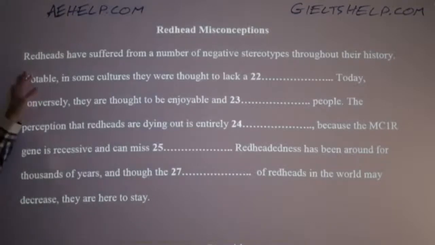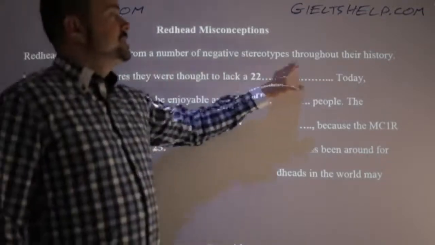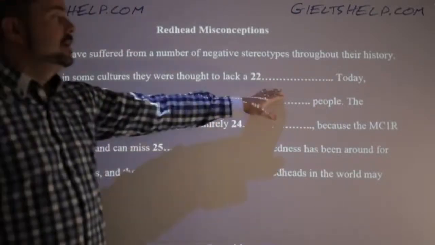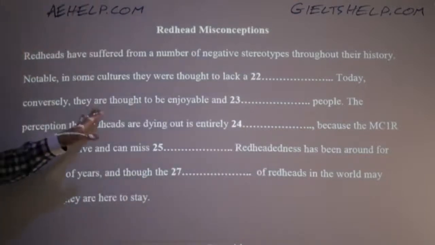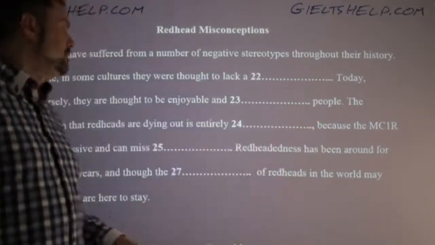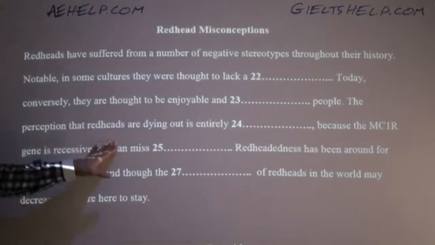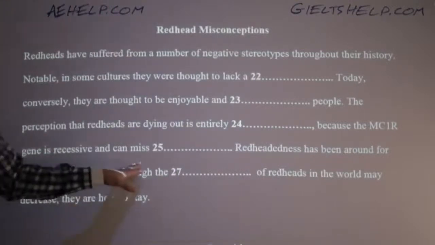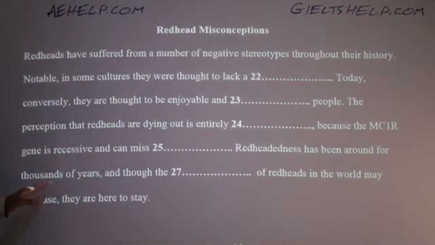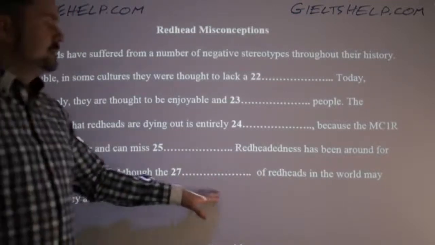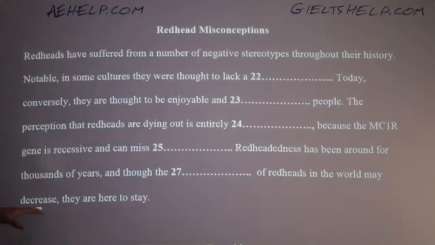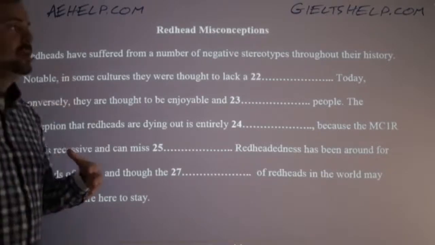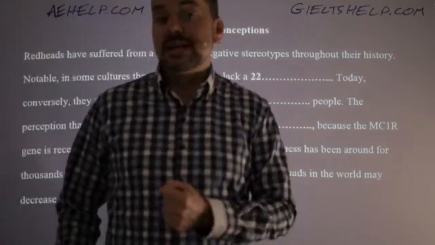Okay? Redheads have suffered from a number of negative stereotypes throughout their history. Notably, in some cultures, they were thought to lack something. Today, conversely, they are thought to be enjoyable and something people. The perception that redheads are dying out is entirely something because the MC1R gene is recessive and can miss something. Redheadedness has been around for thousands of years, and though the something of redheads in the world may decrease, they are here to stay. Okay, so obviously something about the culture and history, the behaviors, the attitudes of redheaded people.